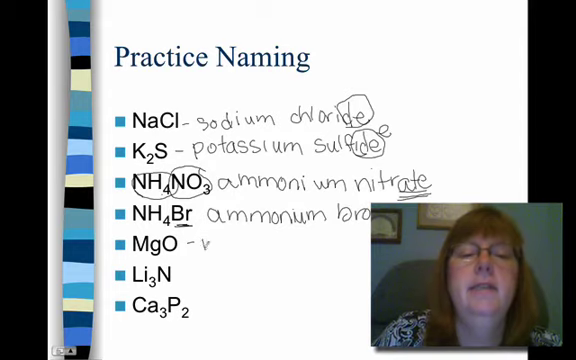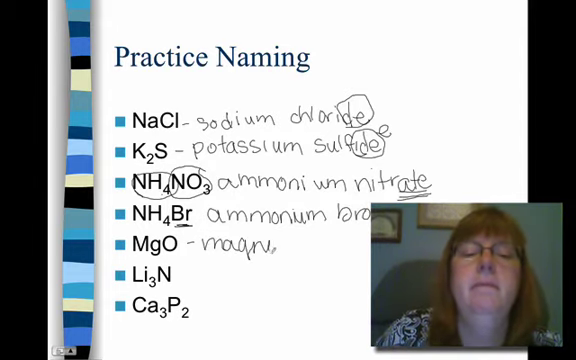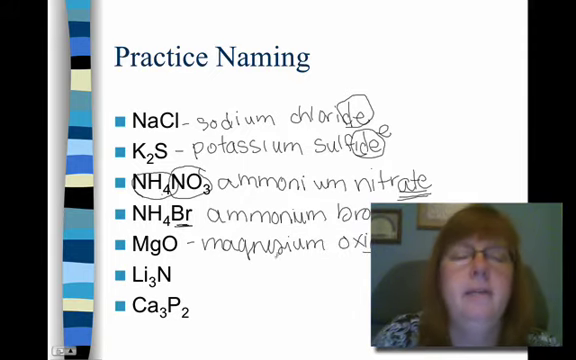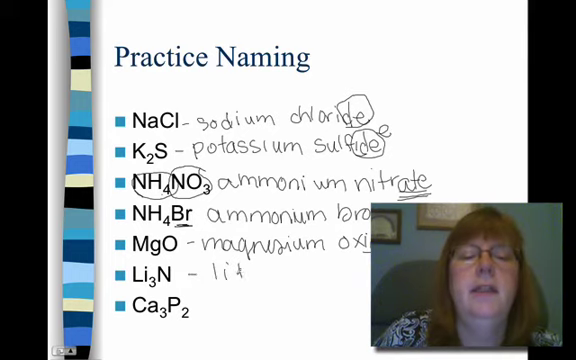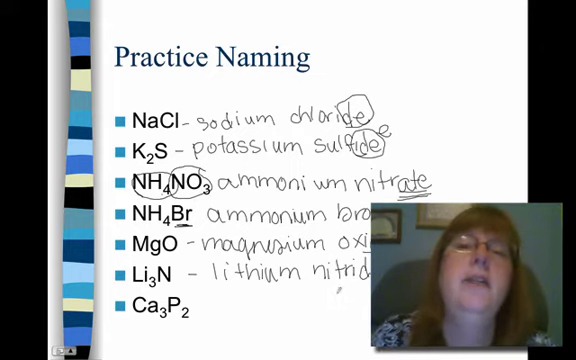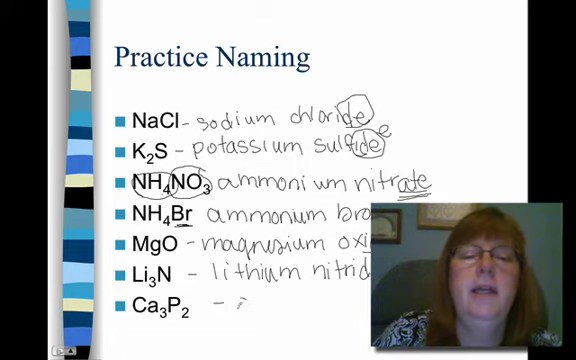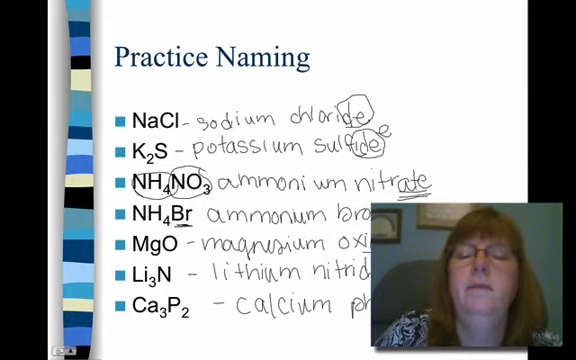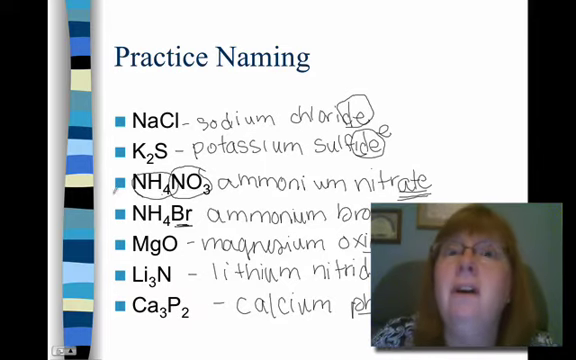This is magnesium, one element, nonmetal, and an ide, oxide. This is lithium, one nonmetal, and an ide, nitride. And this one is calcium, one nonmetal, and an ide, phosphide. There we go.